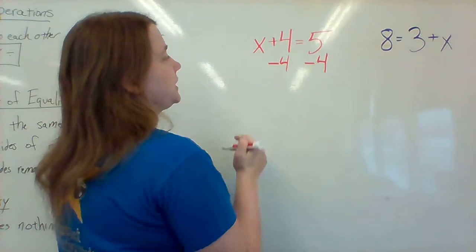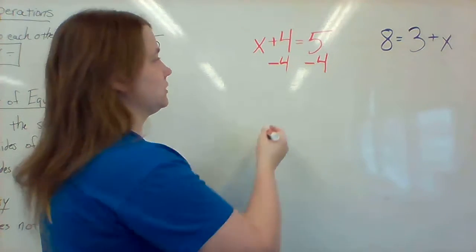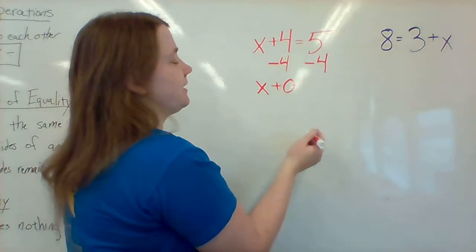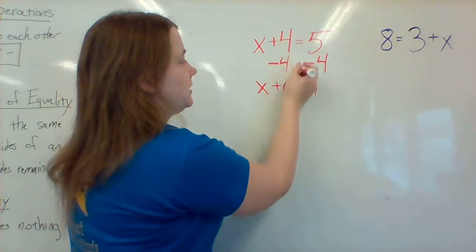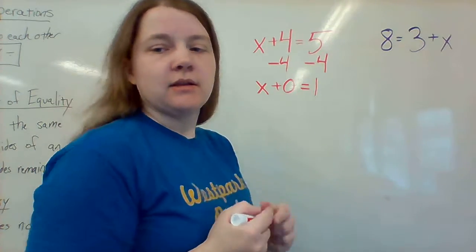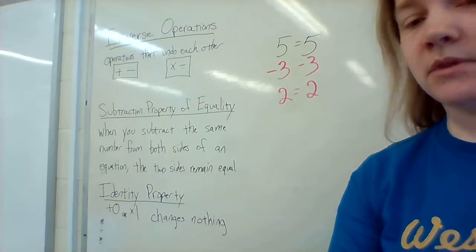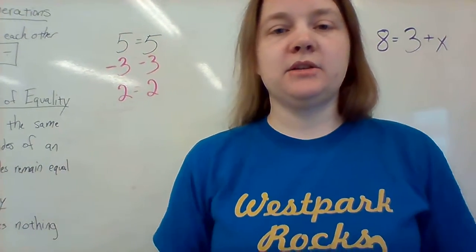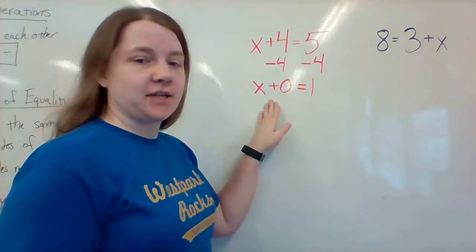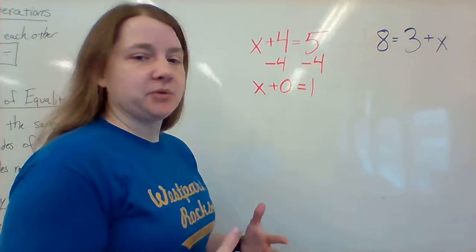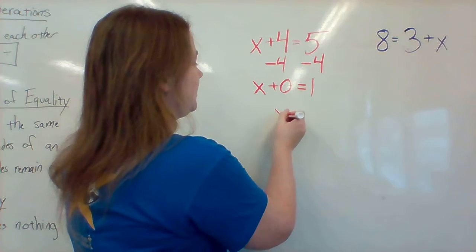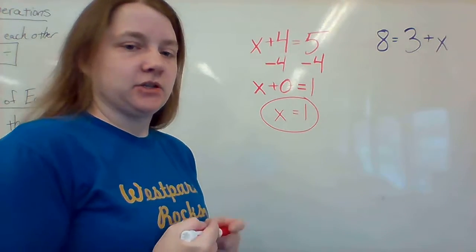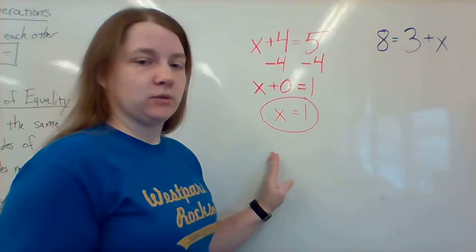Now I know that plus 4 minus 4 ends up to be 0. So this side is going to be x plus 0. This side I have 5 minus 4. 5 minus 4 is 1. Carry down that equal sign. Now, my identity property reminds me that adding 0 or multiplying by 1 changes nothing. So if I have x plus 0, I don't need to write plus 0. I can just write x equals 1. This is my final answer. Not 1, x equals 1.